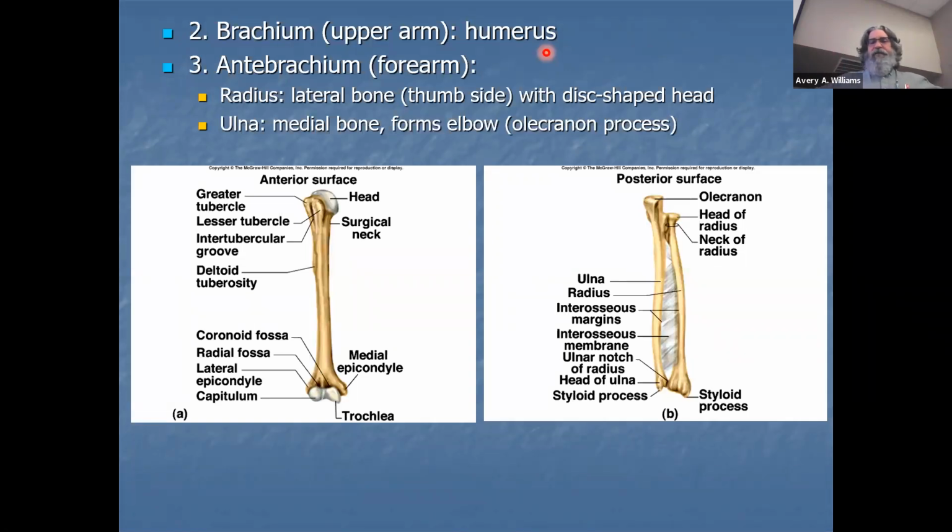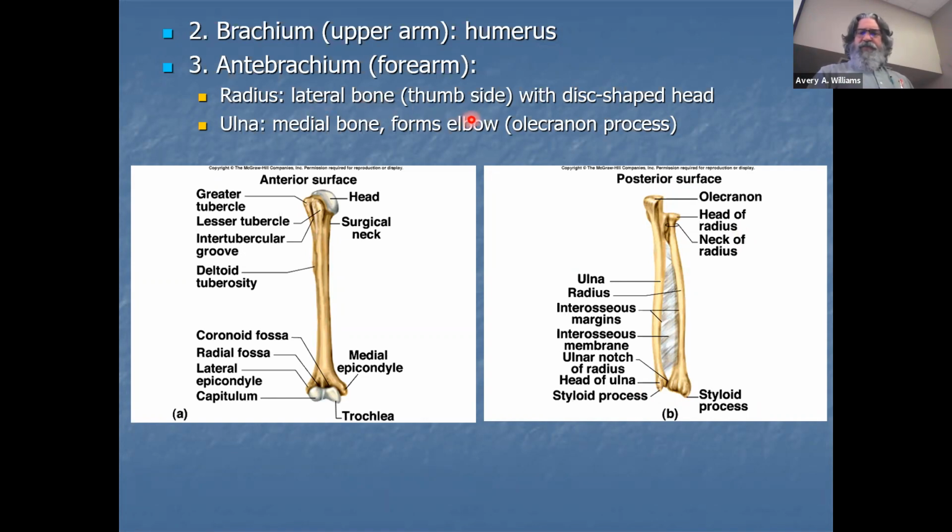All right? The radius is always on the thumb side. So the radius is going to be lateral, and so the ulna is medial. So it's on the pinky side. And you can kind of see them right here. This is up here like where the elbow would be, and then down here is where the wrist would be. So you've got your ulna right here and then your radius right here. This is actually a posterior view of the right arm. Radius and ulna.